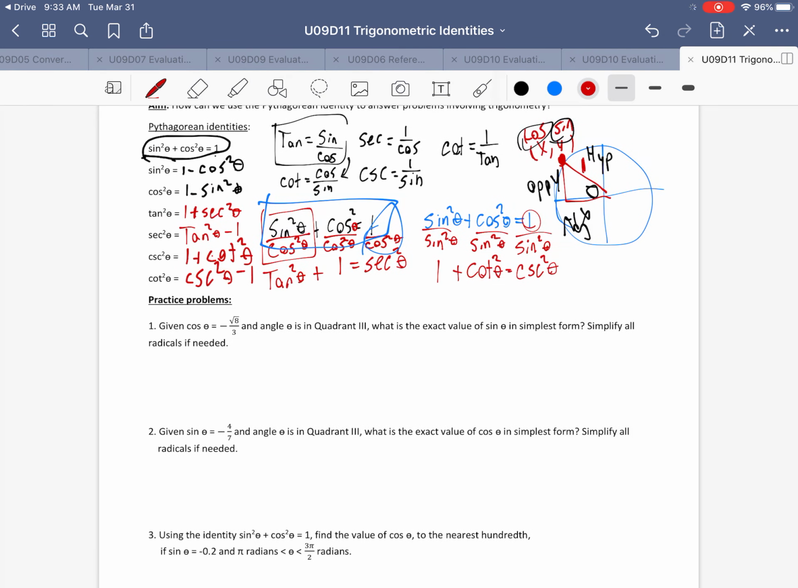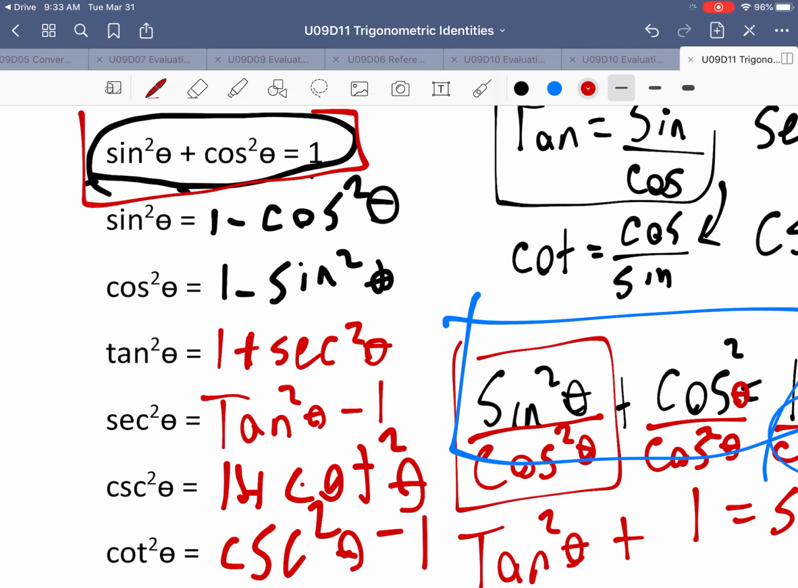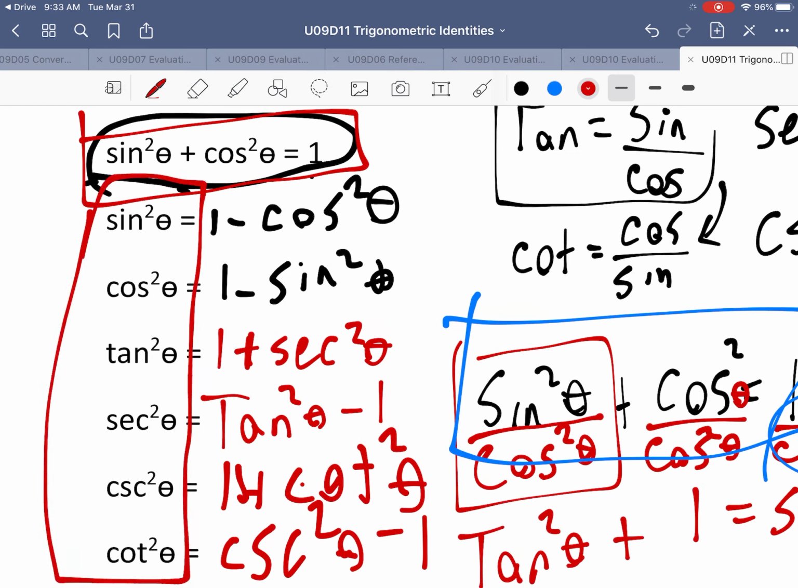All right. Okay. So that's where all these formulas come from. It's just manipulating the original formula by either dividing by sine or cosine, and then isolating the value you're looking for. So every time you see one of these in a problem, you can replace them with their equivalent value. Oh, this should say 1 plus.